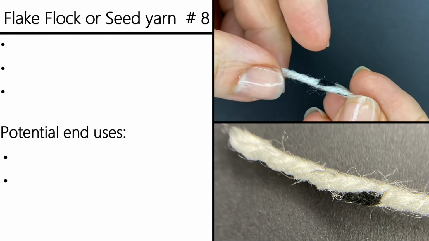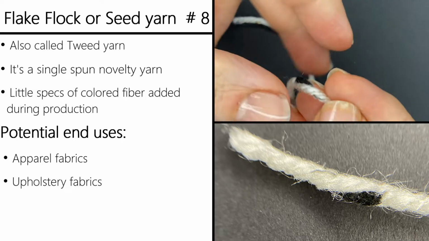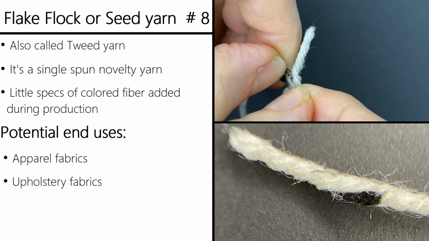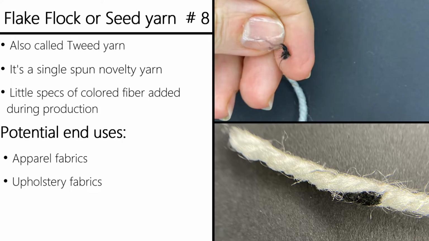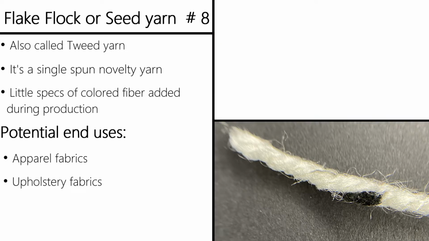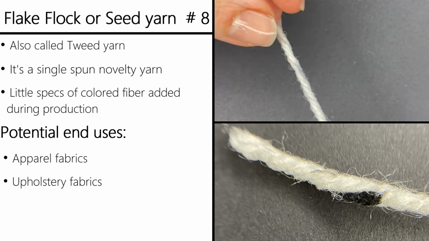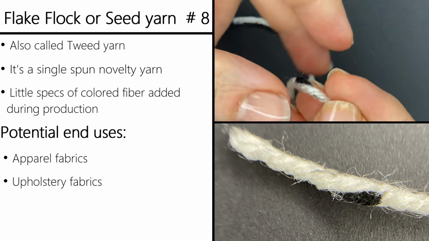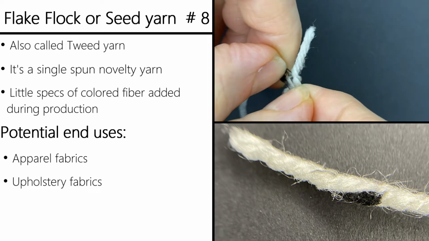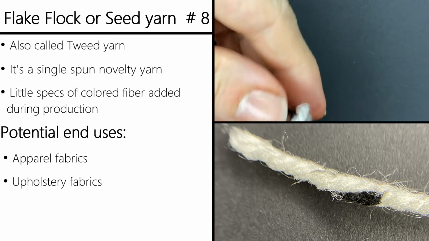The next yarn, sample number 8, is the flake, flock, or seed yarn. It is also known as a tweed yarn, and it's a single-spun novelty yarn. The sample in the packet is a ply yarn consisting of 4 tweed yarns twisted together. As the yarn is being twisted, little specks of colored fiber are added along the yarn to create the effect you see here. These can actually be pulled out with just your fingernails, which gives you a hint that it is a tweed yarn. This yarn is very commonly used in both apparel and upholstery fabrics.